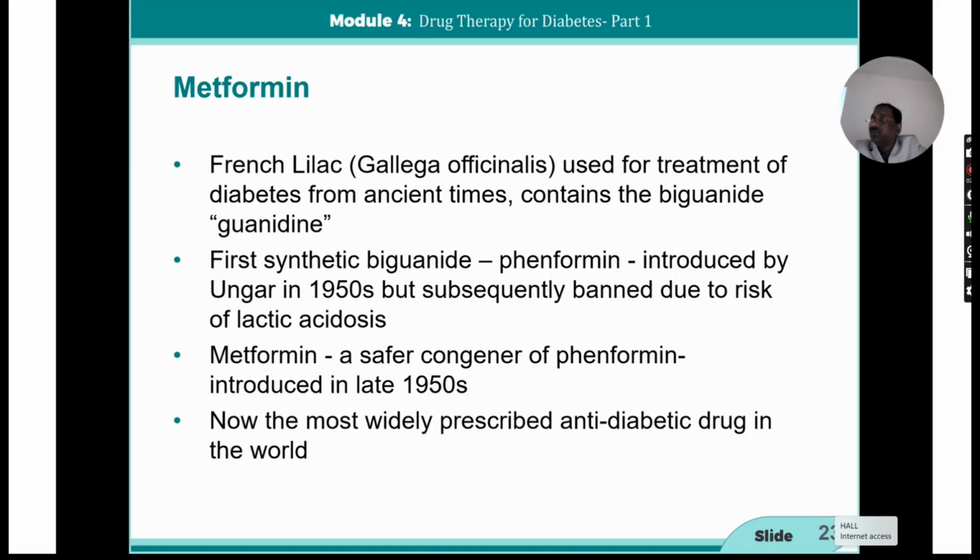India is one of the countries in the world which has been using Metformin since its discovery. But in America, it was not available till 1999, when the FDA gave permission for Metformin. They feared it much because of lactic acidosis or metabolic acidosis and so on. Now all over the world, the most important drug to be used in diabetes is Metformin.